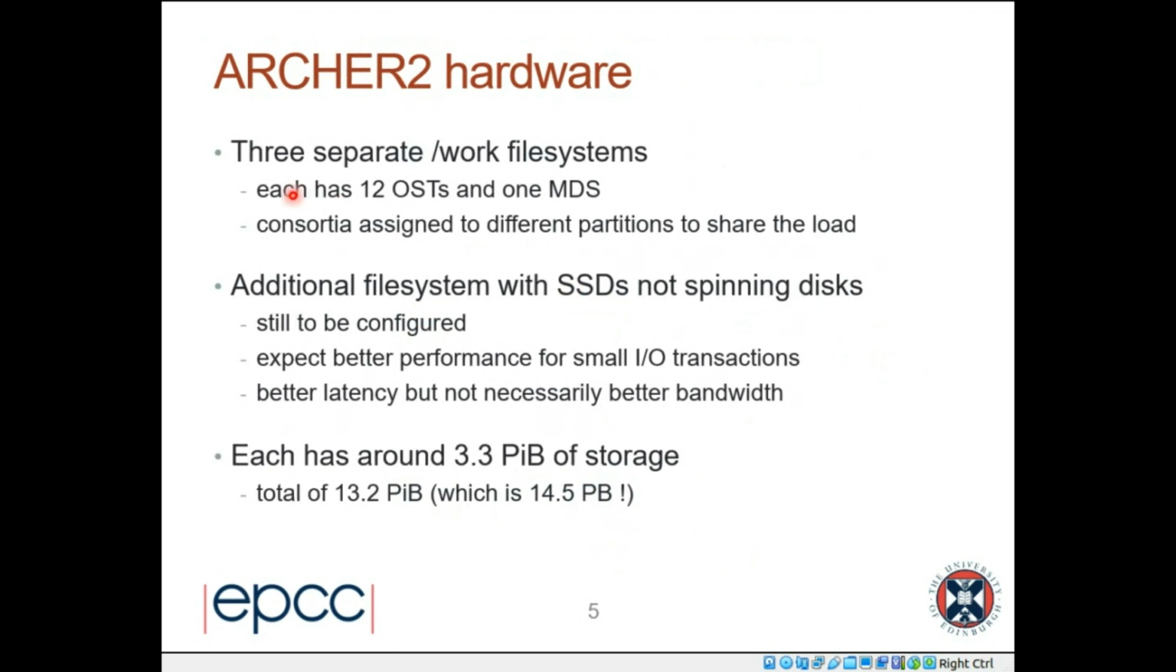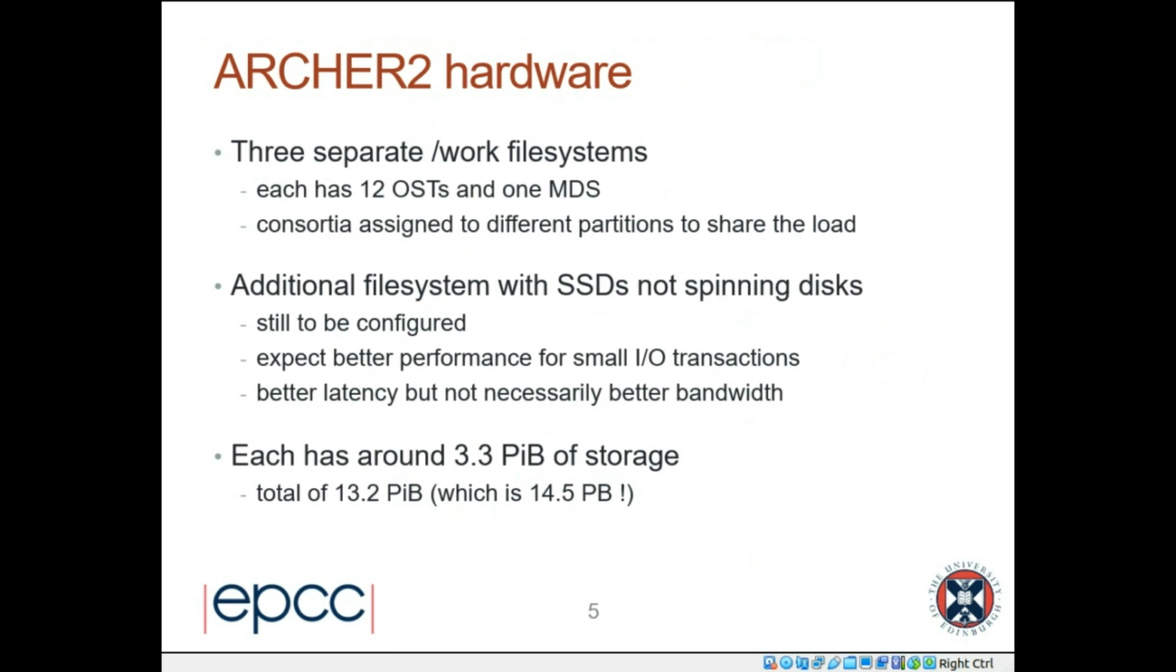So the ARCHER2 hardware: there will be 3 separate /work file systems. This is where we've taken this decision. We have 36 of these object storage targets, these disk units, but we're not putting them into a single file system, and this was exactly the same as was done on ARCHER as well. If you're an ARCHER user, we don't put them into a single large file system because that could mean too much load on the metadata server. So we have 3 separate file systems, and you won't see this, but you're each on a consortium, on a project basis, assigned to a different one of these file systems. We have 3 of them.